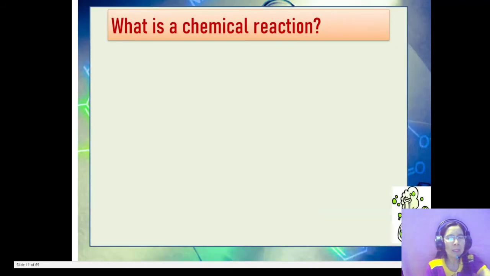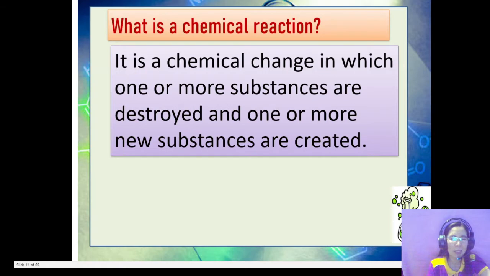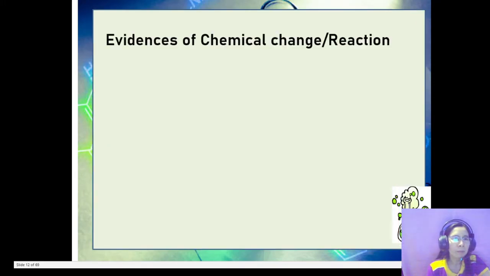So, what do you think is a chemical reaction? Anybody? What is a chemical reaction? Excellent. It is a chemical change in which one or more substances are destroyed and one or more new substances are created. It is also a process in which new substances with new properties are formed.